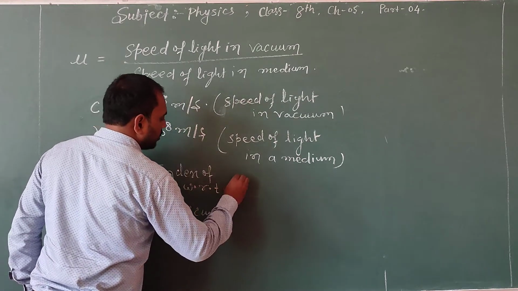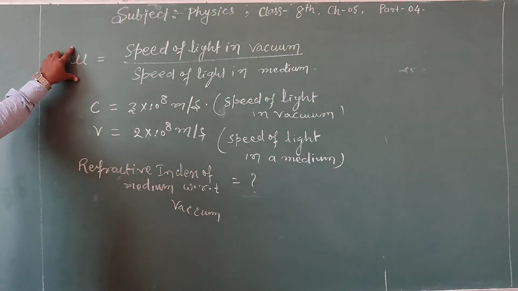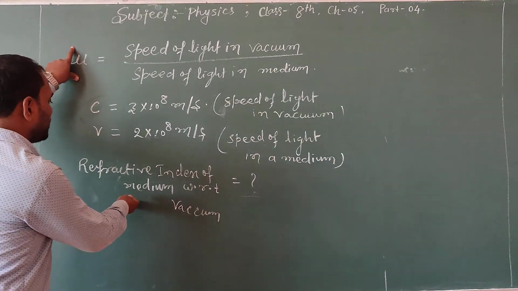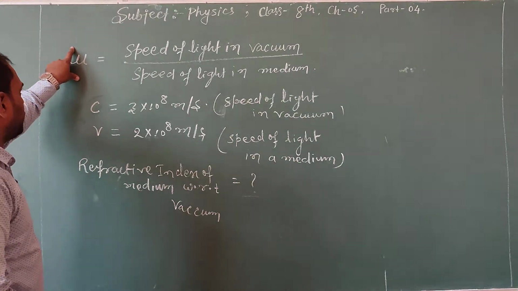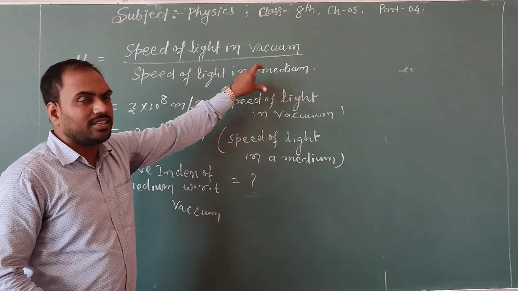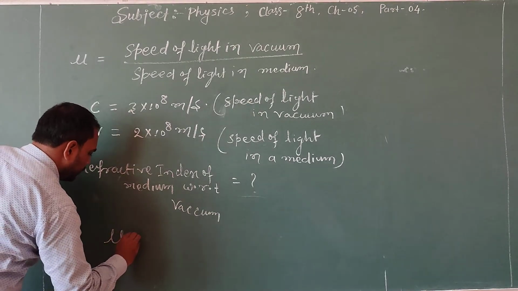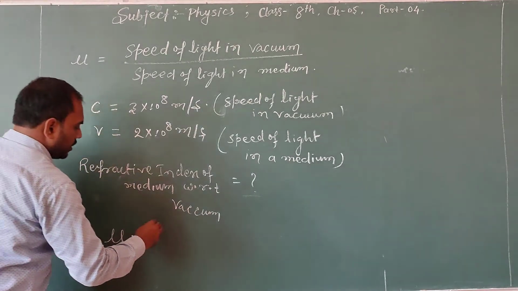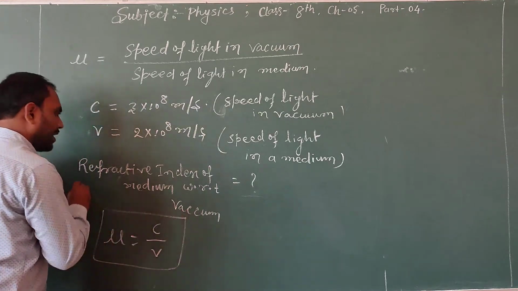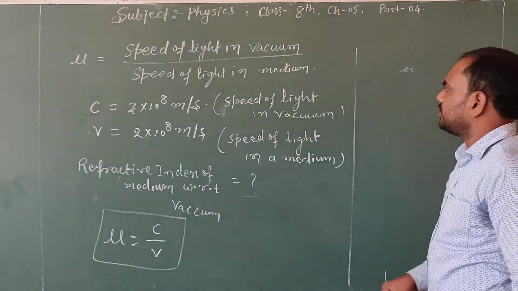What will this be? We have a formula for the refractive index, that is, the absolute refractive index. It is the speed of light in vacuum upon the speed of light in a medium. So mu is equal to C upon V. It is a simple formula that I was explaining earlier. By putting in the values, you will get the result.